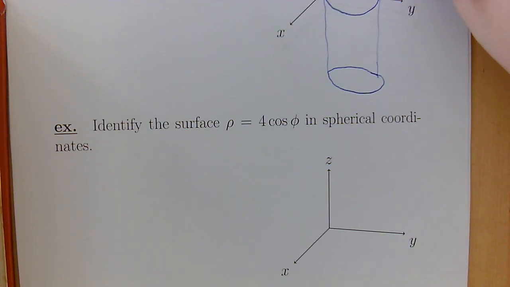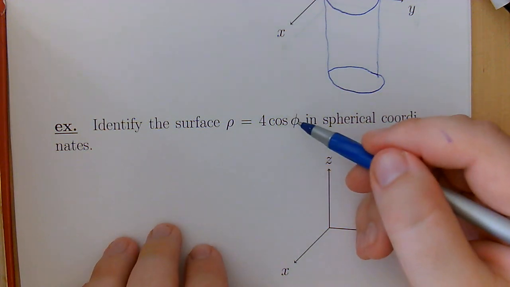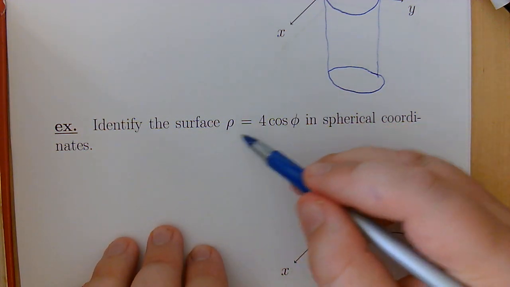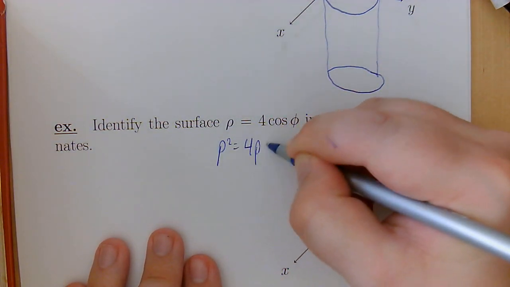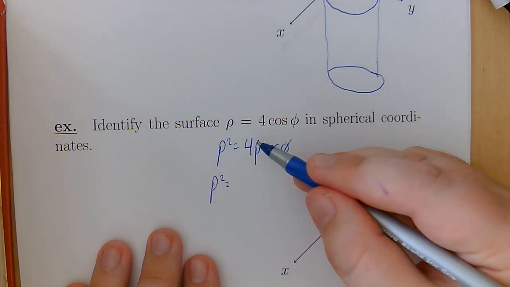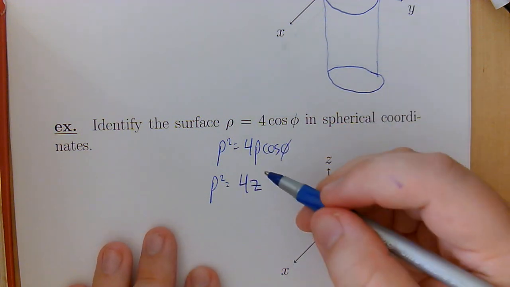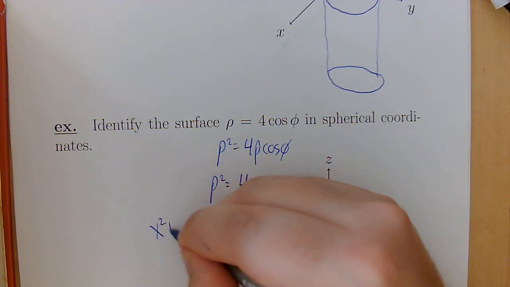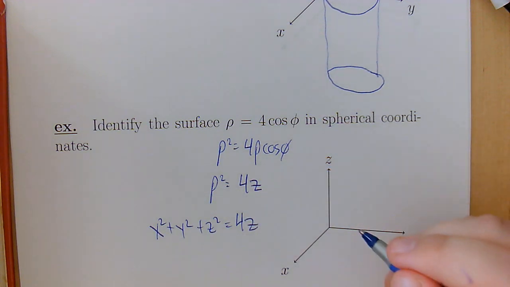All right. Let's identify the surface. Rho is 4 cosine of phi in spherical coordinates. All right, let's see. Now I know rho cosine of phi will be z. So that kind of tempts me to multiply both sides by rho here. So I have rho squared is 4 rho cosine of phi, meaning that rho squared will be 4z. Remember, rho cosine of phi is z. Now, rho squared, on the other hand, is x squared plus y squared plus z squared, so x squared plus y squared plus z squared is 4z.